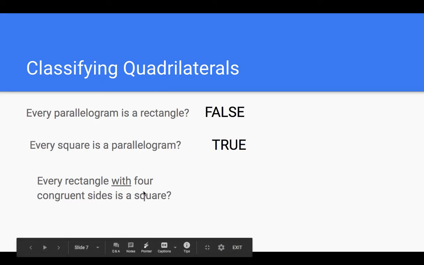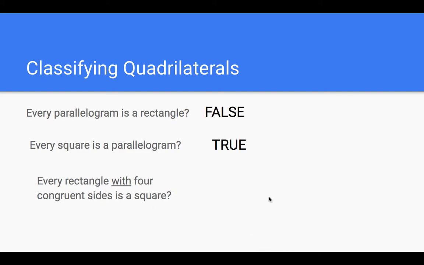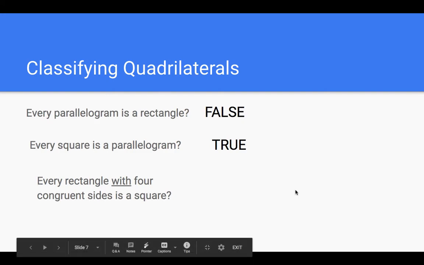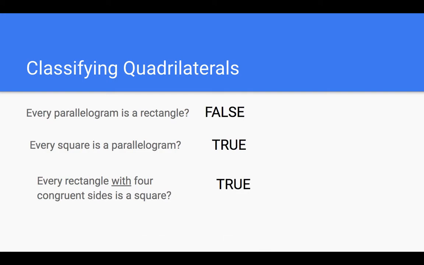Every rectangle with 4 congruent sides is a square. If you need some time to think about it, pause. I'm thinking about this and I think, okay, rectangles with 4 congruent sides. That would be a square because that's how we define a square, a rectangle, a parallelogram with 4 right angles that also has 4 congruent sides, so that's true.